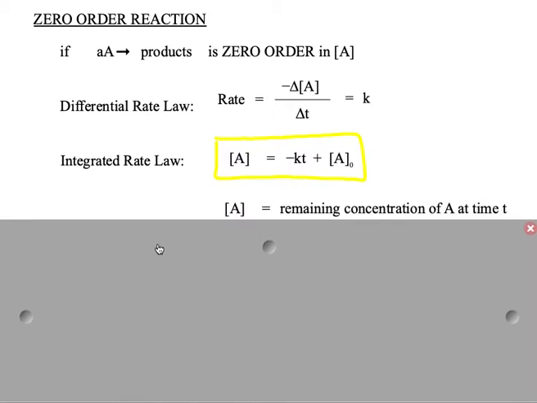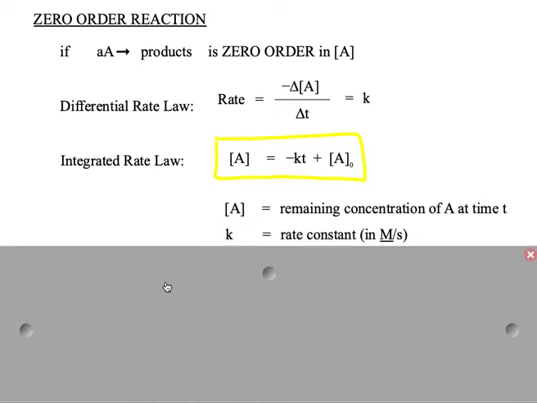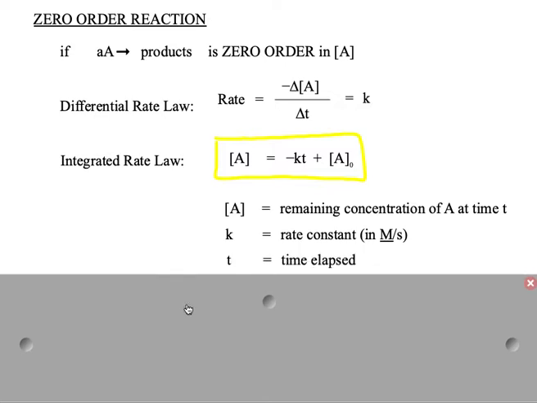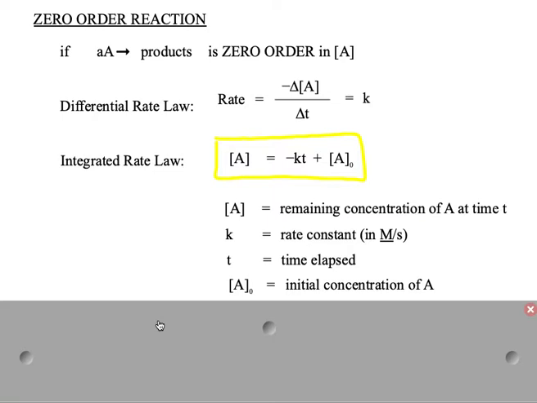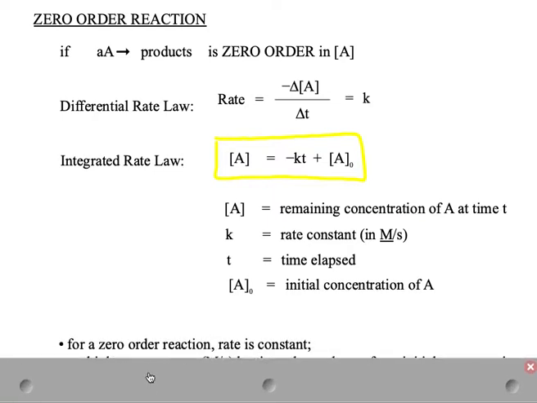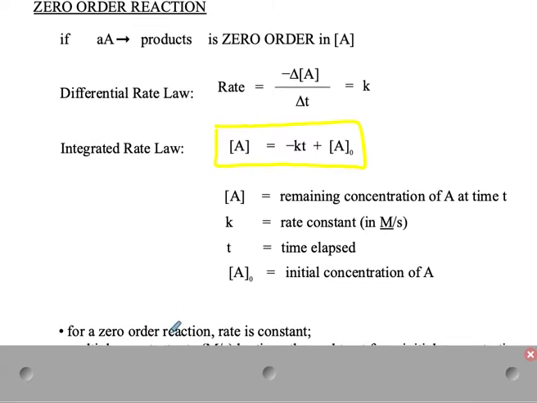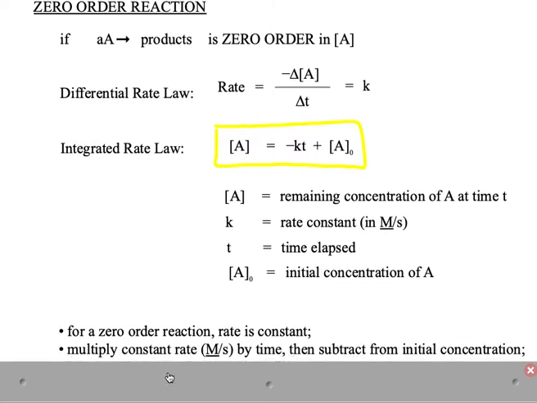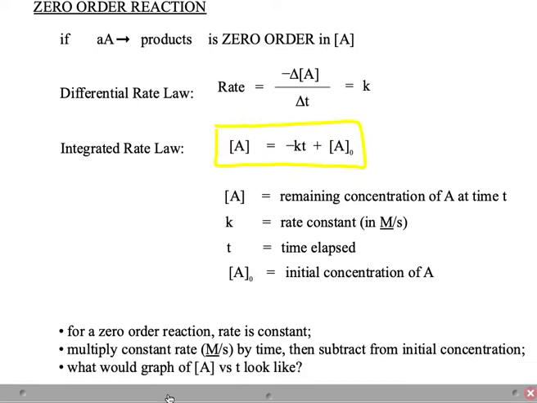[A] is the remaining concentration at time t. k is the rate constant in moles per liter per second. t is the time elapsed, and [A]0 is the initial concentration of A. Okay? So for a zero-order reaction, the rate of the reaction is constant, which we knew. We simply multiply the rate constant by the time elapsed, subtract that from the initial concentration, and that gives us the remaining concentration.